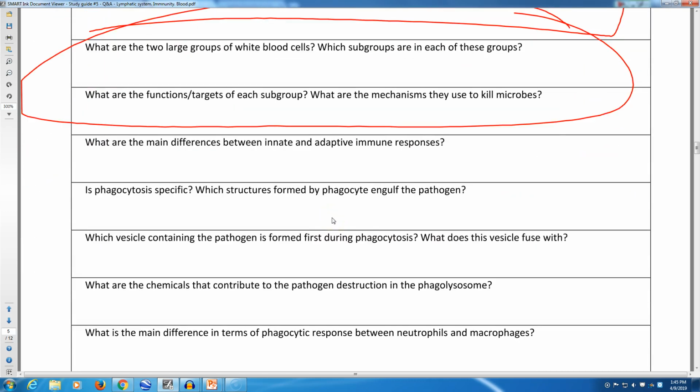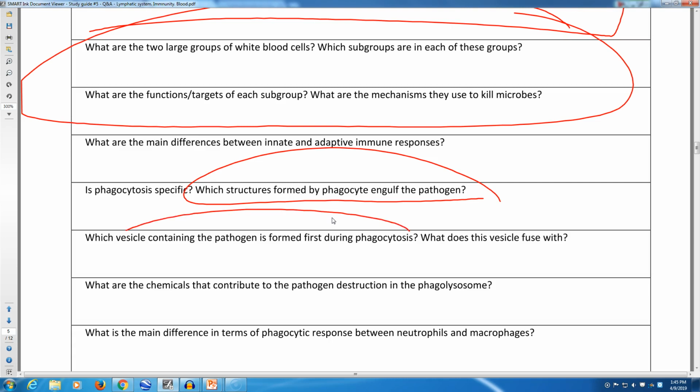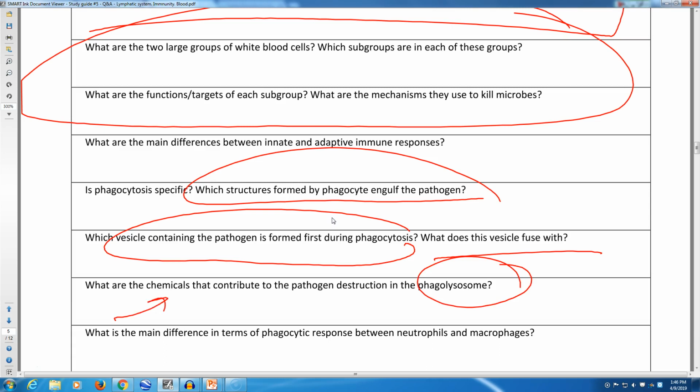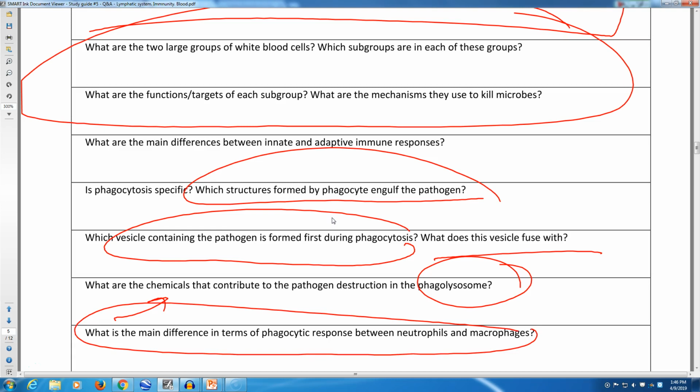Is phagocytosis specific? Not so much. Pseudopodia engulf the pathogen. Phagosome takes the pathogen in, fuses with lysosome, forming phagolysosome, and different oxidative chemicals like hydrogen peroxide or bleach and digestive enzymes contribute to the pathogen killing. Main difference between neutrophils and macrophages: die, don't die. Neutrophils die, macrophages don't.